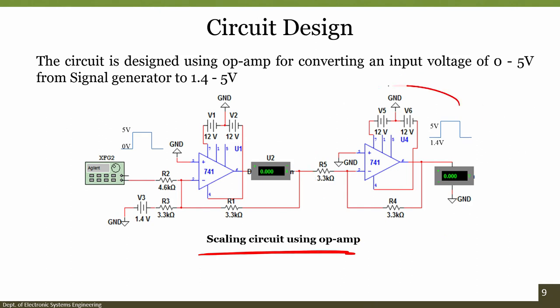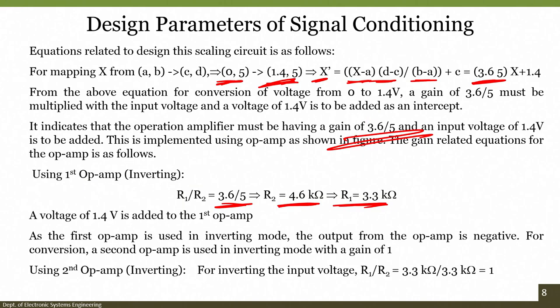Again, this can act as a buffer or unity gain amplifier because the gain is 1. Using the second op amp, we have inverting input R1 by R2 equals 3. For an inverting amplifier you already know our gain would be equal to minus RF by RI. That is why we just consider R1 by R2.